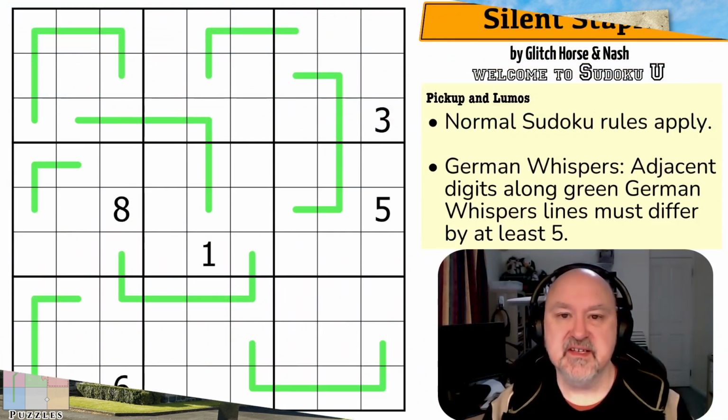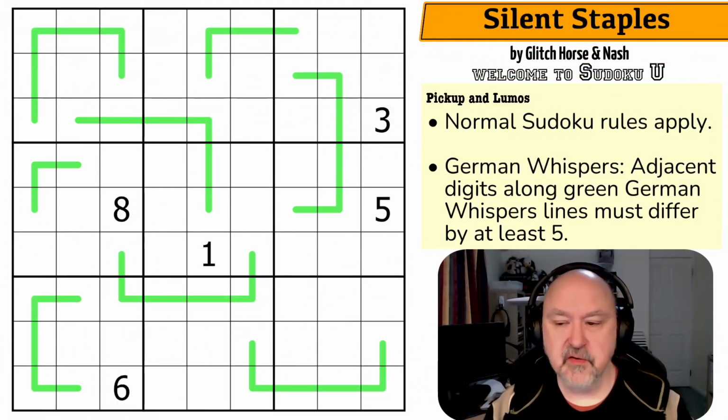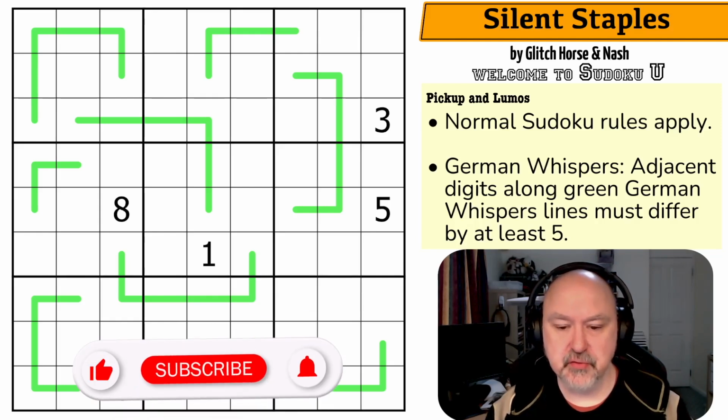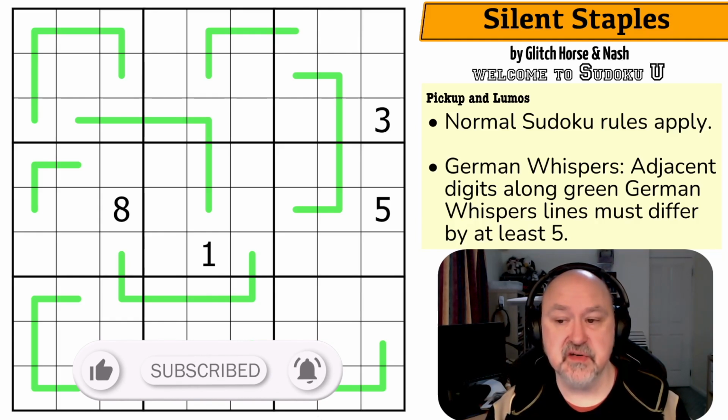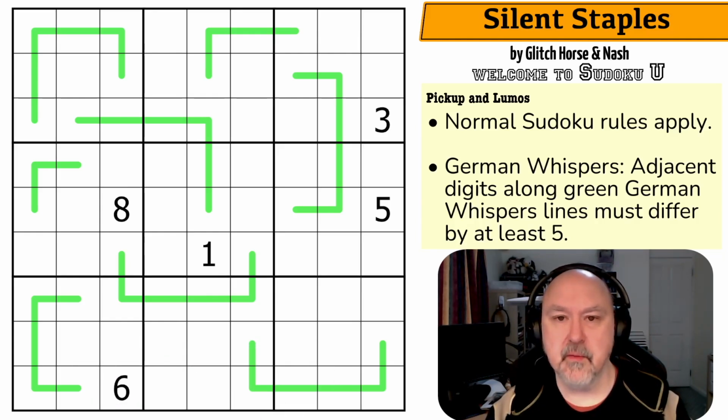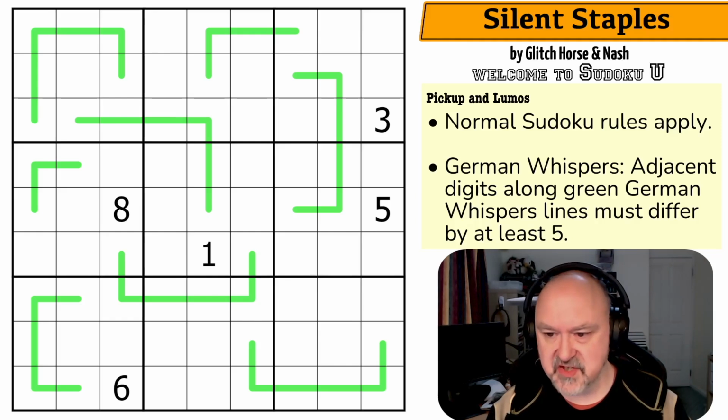Good morning, everyone. This is BremSter, and now the final puzzle in this set of Sudoku U puzzles, which is another puzzle from Cygnet Sudoku Volume 2. Cygnet Sudoku being the book of puzzles from the students of the Puzzles and Paradoxes class by FullDeck and Missing a Few Cards. This being Silent Staples by Pickup and Lumos.